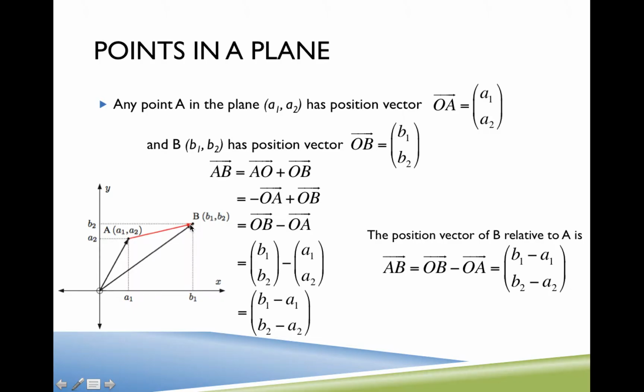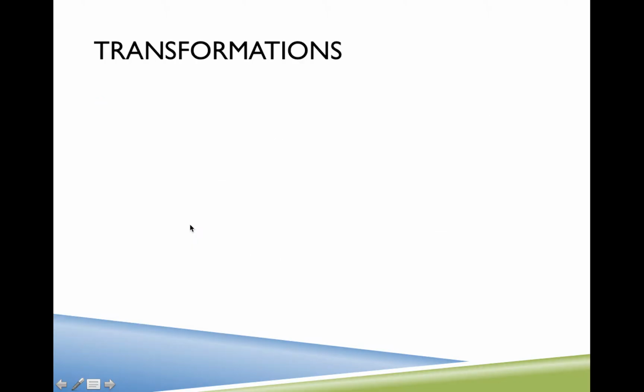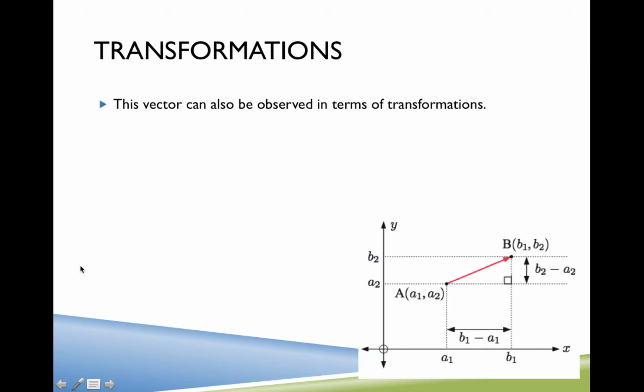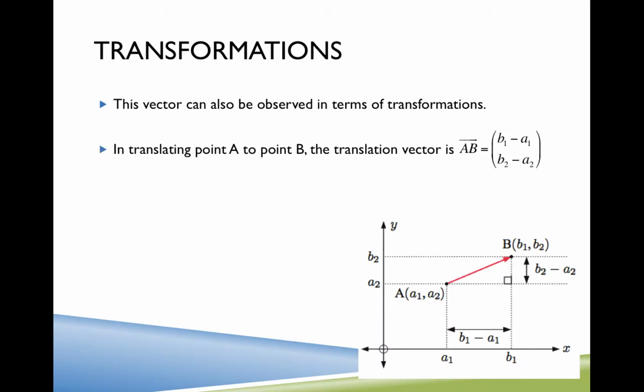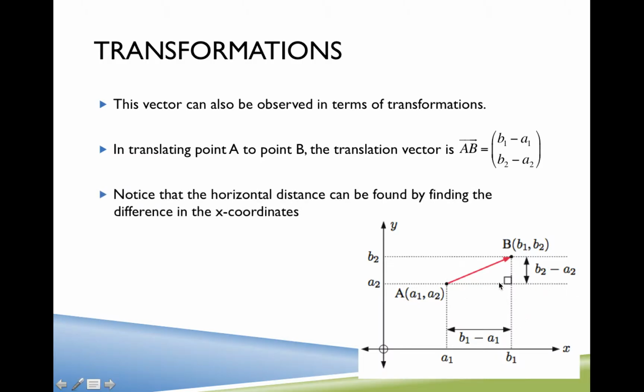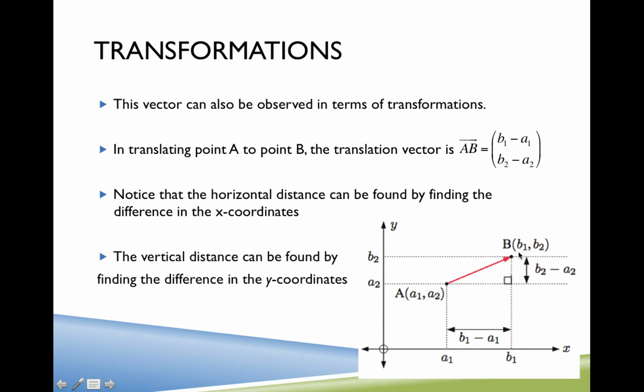With that in mind, we can talk about transformations. A vector can be described in terms of transformations. If I'm translating point A to point B, that translation vector is from A to B. That's what we talked about when we talked about translations back in chapter 5. The horizontal distance that I'm translating is just the difference between my A1 and my B1, that positive distance there. My vertical distance can be found by the difference between my B2 and my A2. I can always talk about that distance as the difference in the coordinates.